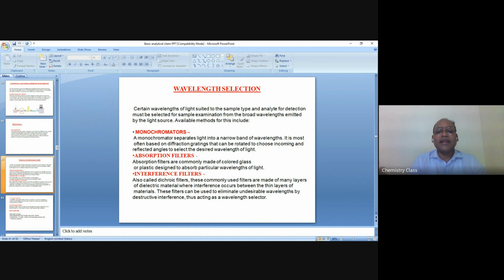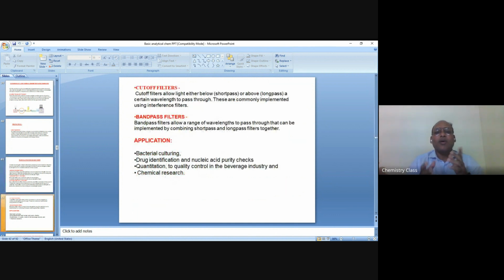Next are the interference filters, also called dichroic filters. These commonly used filters are made of many layers of dielectric materials where interference occurs between the thin layers of materials. These filters can be used to eliminate undesirable wavelengths by destructive interference, thus acting as wavelength selectors. So these are the different things we can use for wavelength selection.